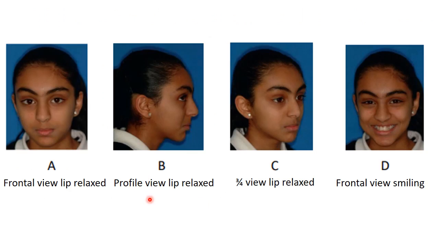These are the extraoral views which we normally take. First, we have the frontal view with the lips relaxed, and the profile view, and again the lips are relaxed and closed. And the three-quarter view with the lips relaxed and closed. And we have the frontal view smiling. So usually we take these.